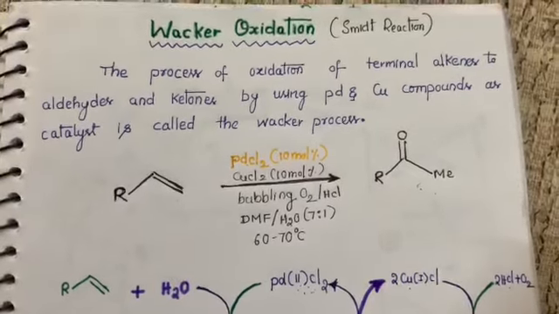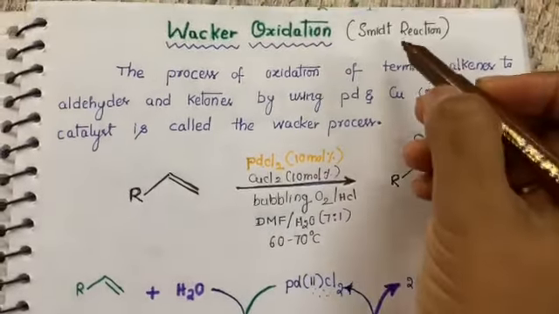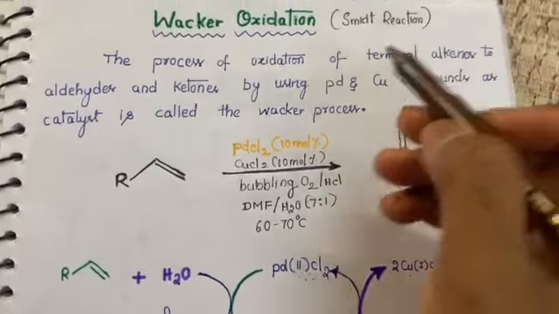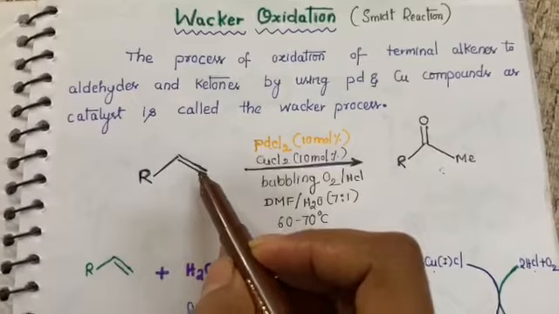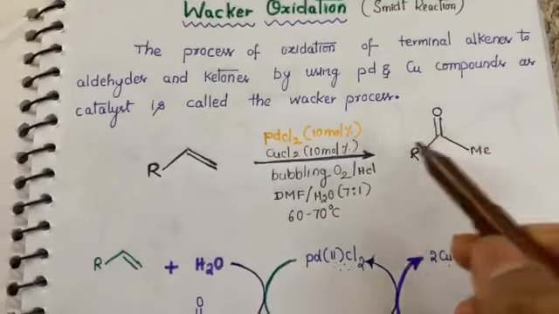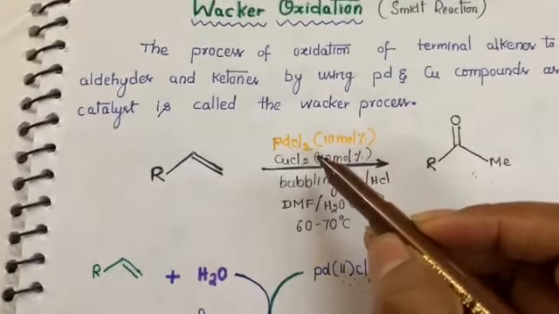Hello students, in today's class we are going to discuss the Wacker process. This process is the oxidation of terminal alkenes to aldehydes or ketones by using palladium or copper compounds as a catalyst.